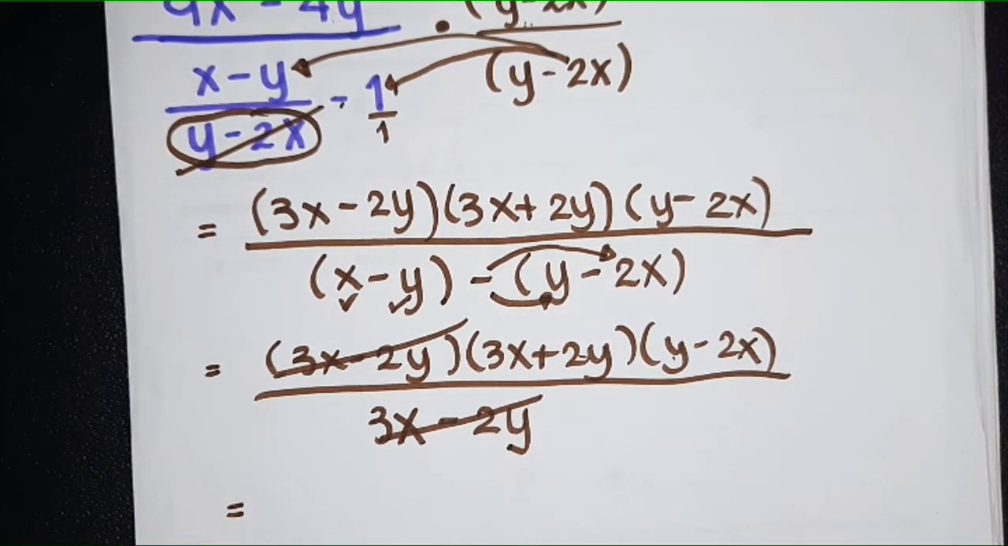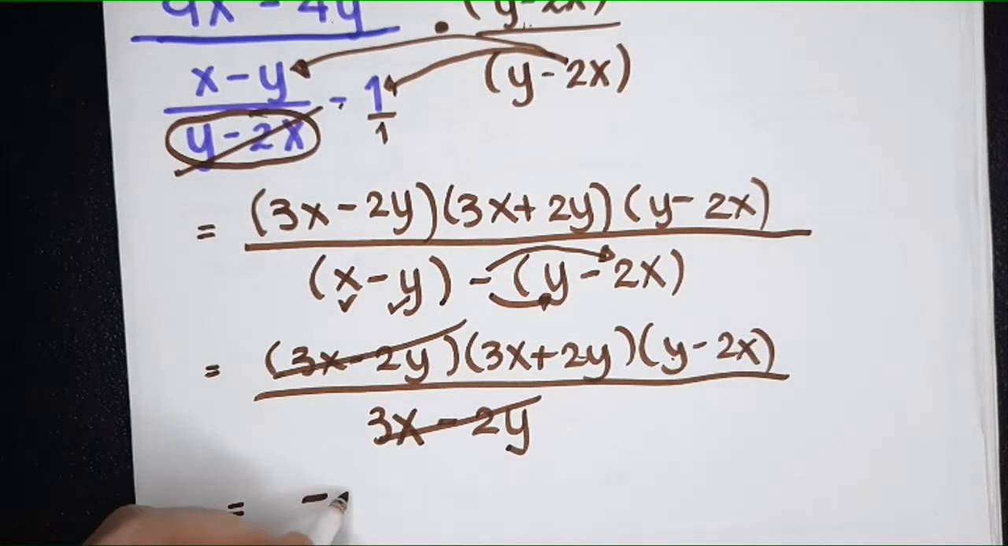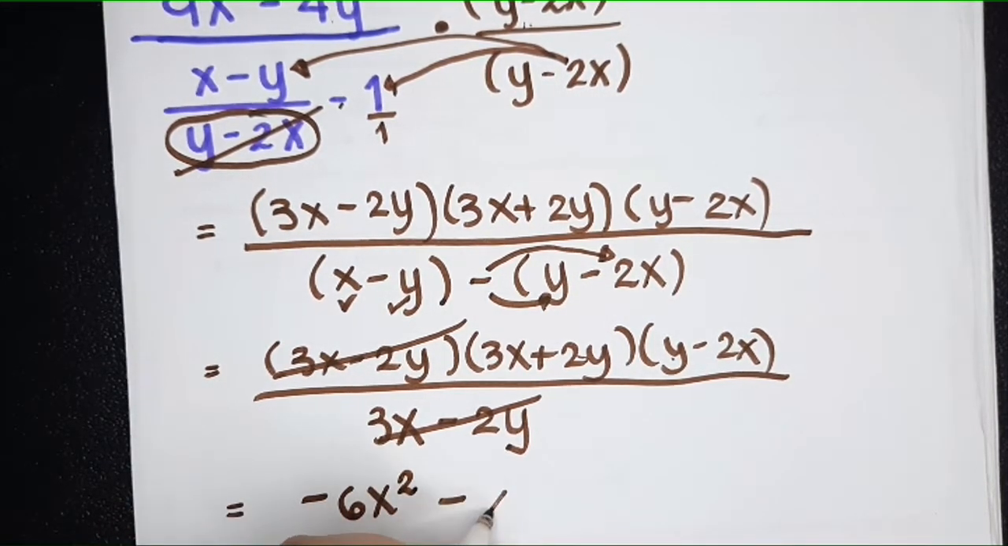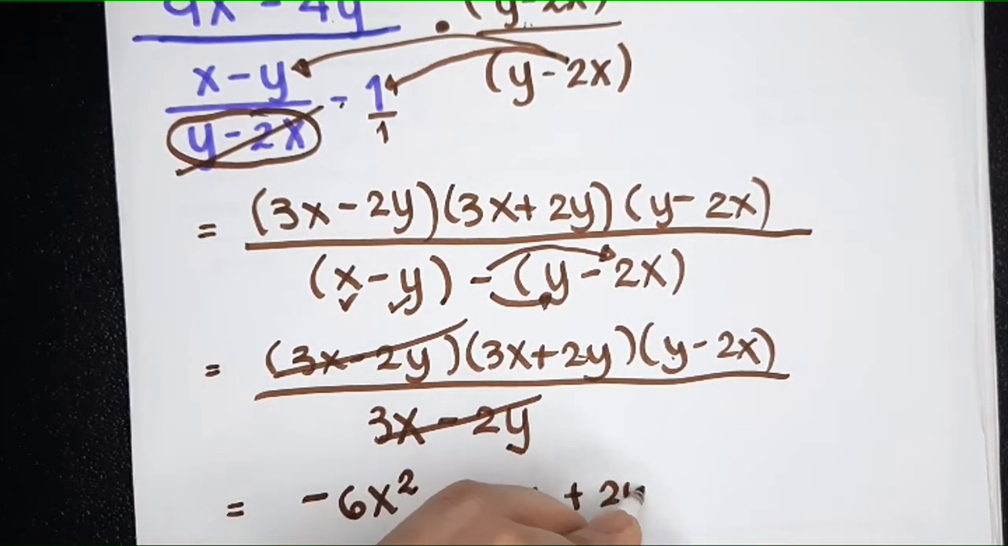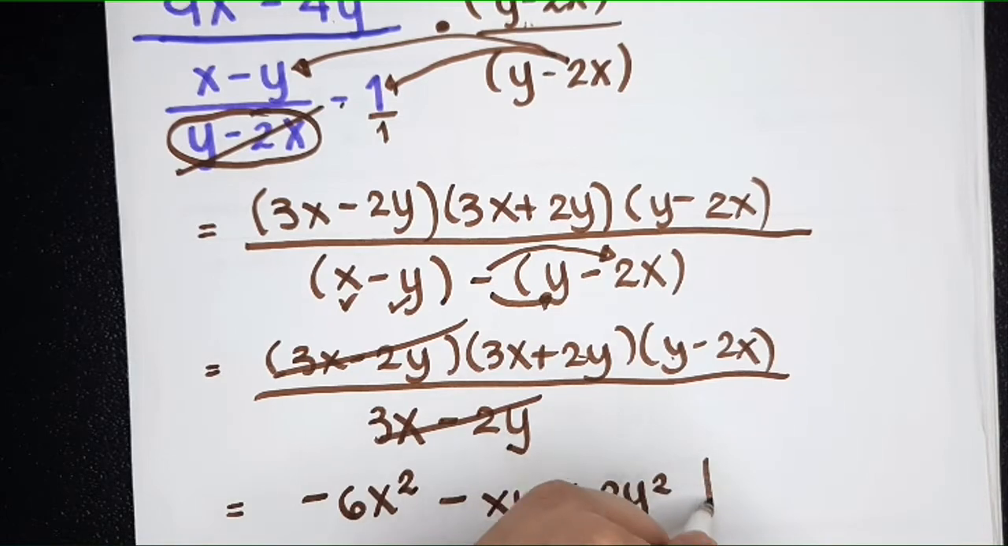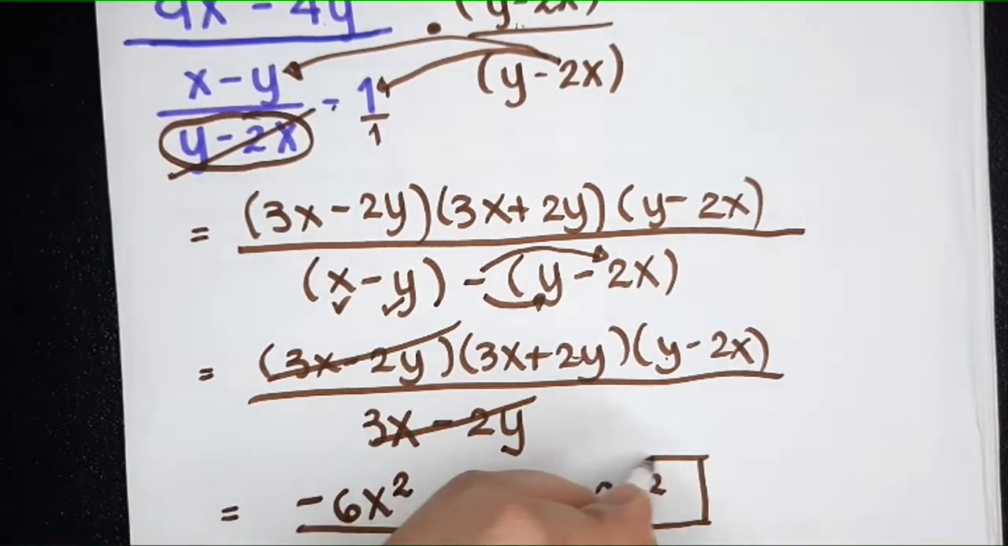Right? Okay. So, ano na? You perform the FOIL method and you should be getting negative 6x squared minus xy plus 2y squared. Okay? Please verify.